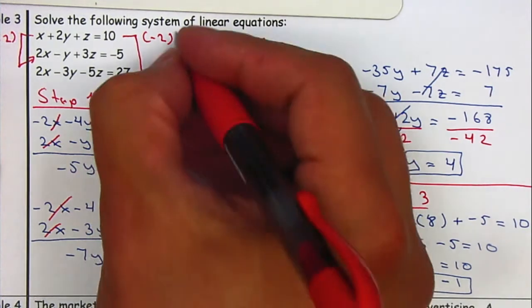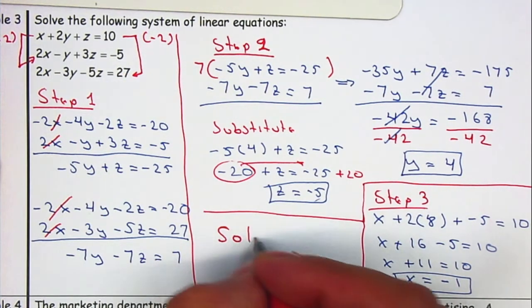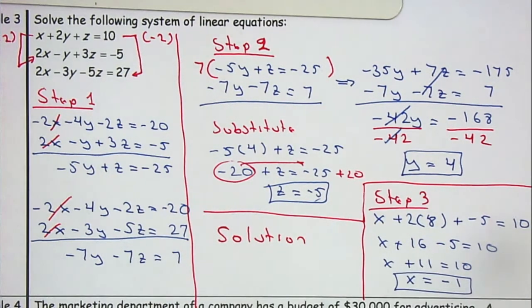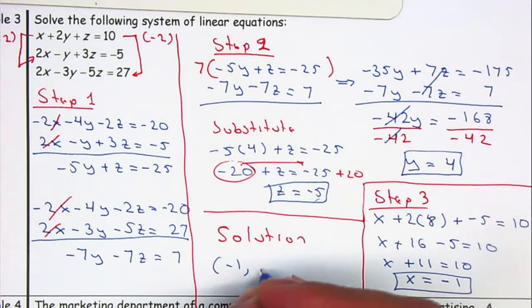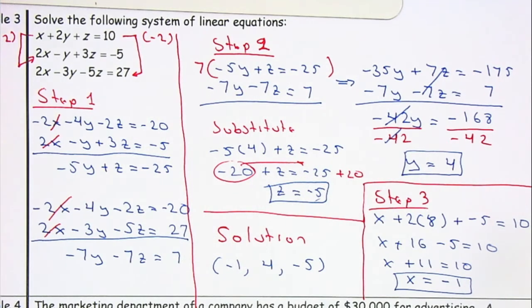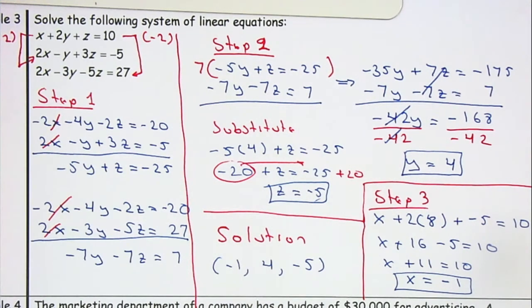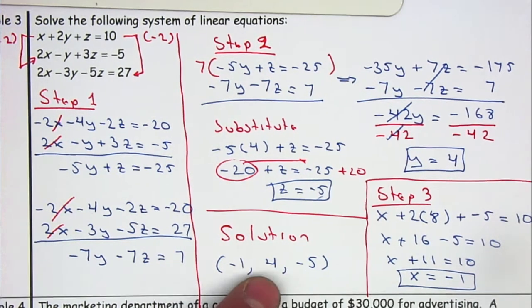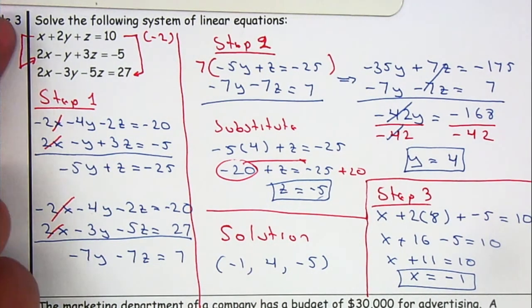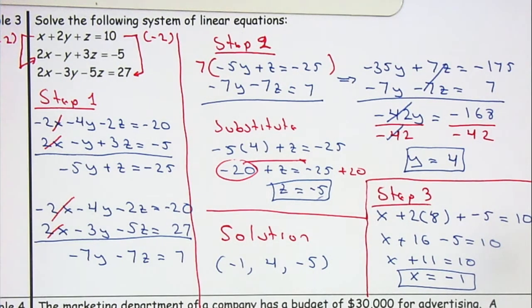So my solution is x is negative 1, y is 4, and z is negative 5. Now remember that if you plug in the values of x, y, and z into all three equations, it will give you a true statement. So that's one way to double check your answer. You can go back and plug in negative 1, 4, negative 5 into each of the equations, and that should give you a true statement.